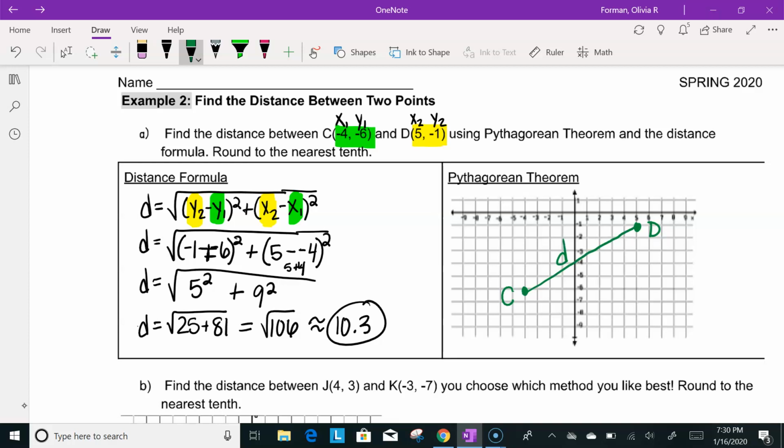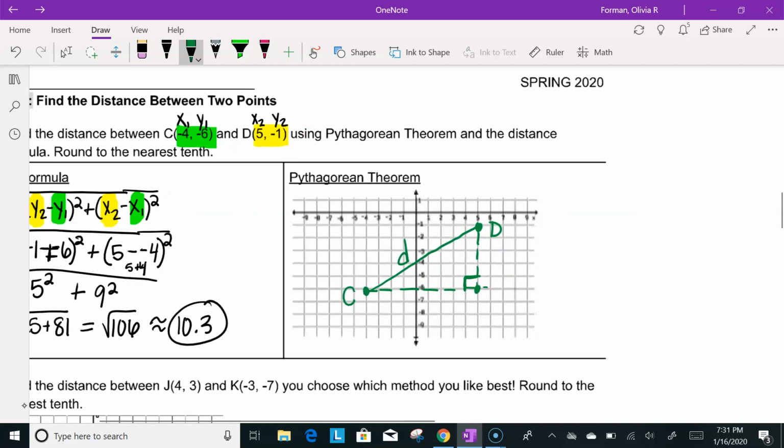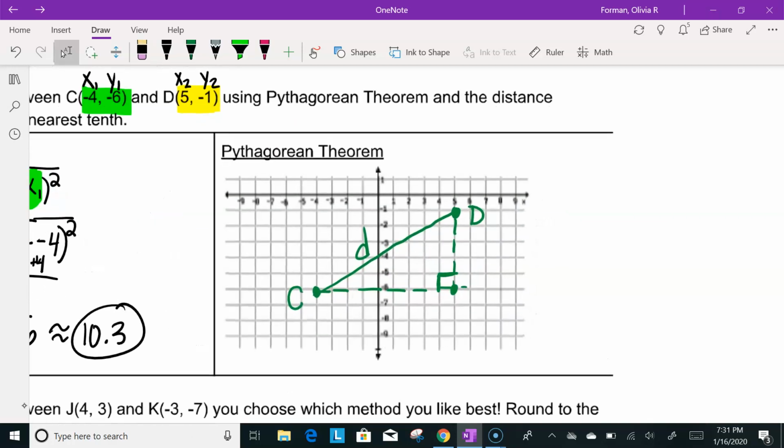Okay, so to do that, I said you could use Pythagorean theorem. So if I go straight right from that C value and I go straight down from that D value, they meet at this point. This would be my right angle. Okay, so if I'm going to use Pythagorean theorem, here's my A, here's my B, and then this distance that we're looking for is our C. So again, we're saying A squared plus B squared equals C squared.